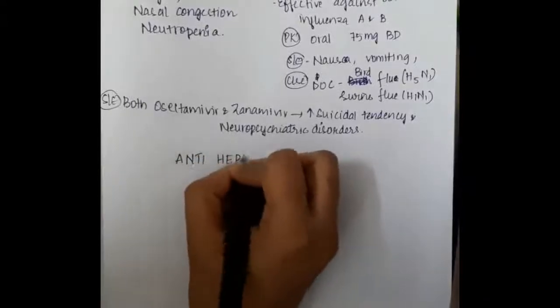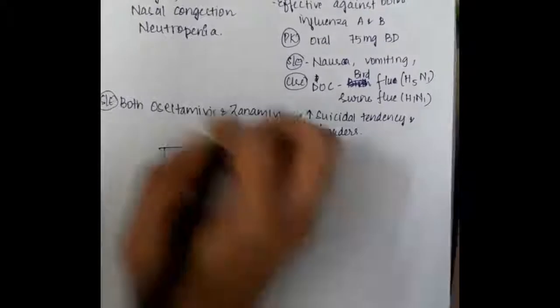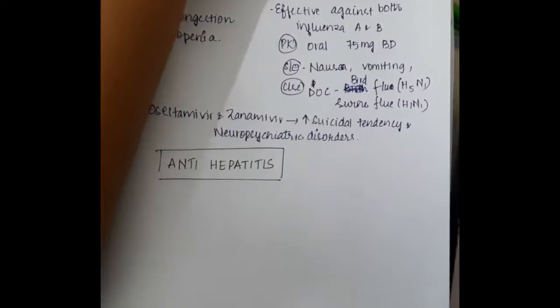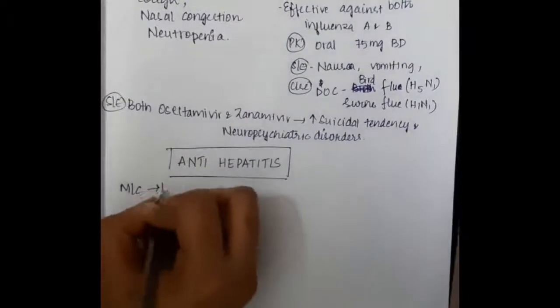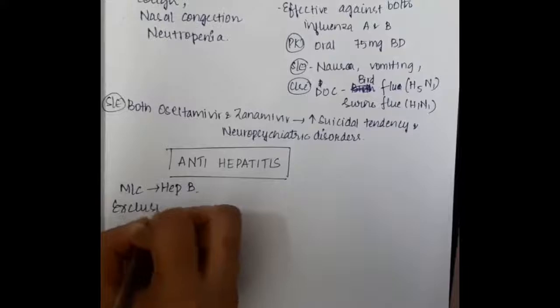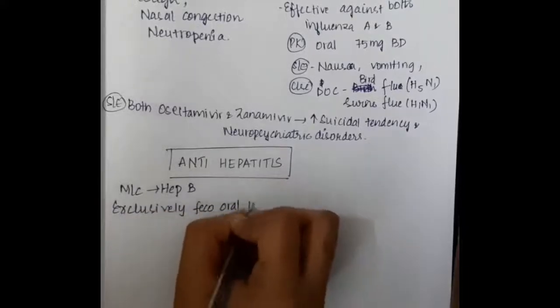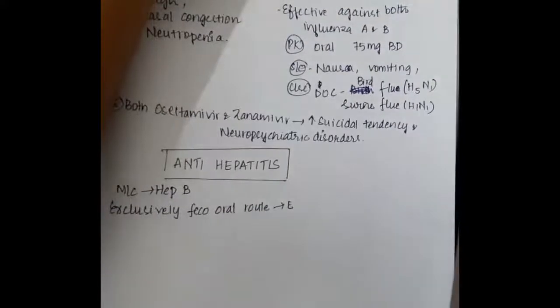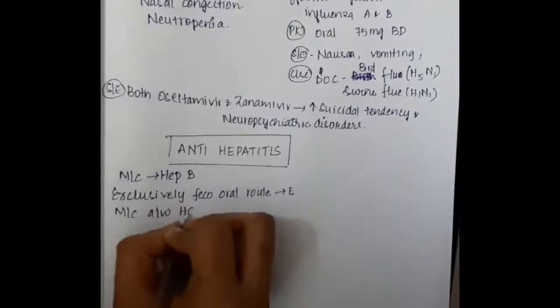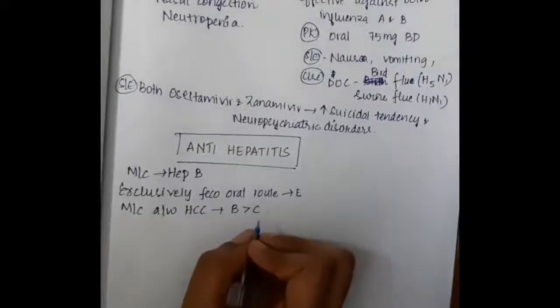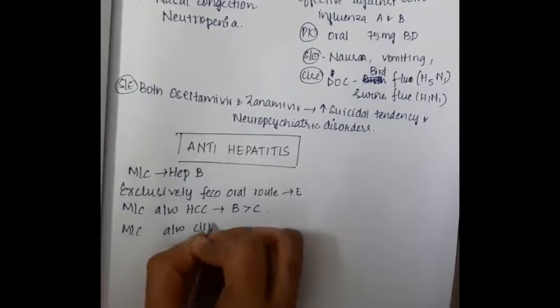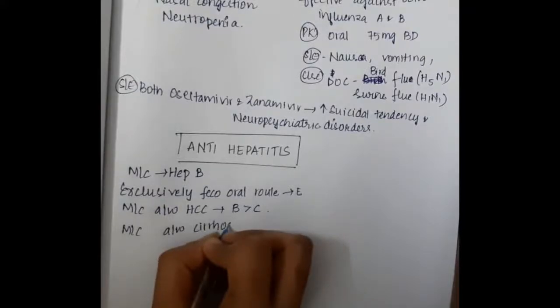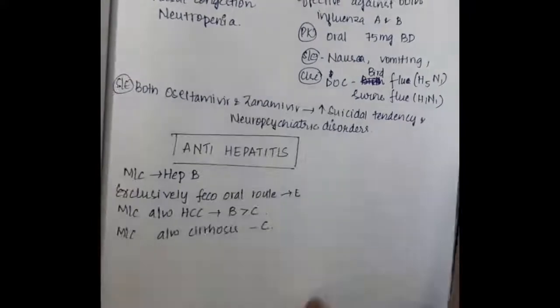Hello friends, let us now learn some important points about anti-hepatitis drugs. If you see, the most common hepatitis is caused by hepatitis B virus. The hepatitis caused exclusively by the feco-oral route is hepatitis E. Most commonly associated with hepatocellular carcinoma is hepatitis B more than hepatitis C. Most commonly associated with cirrhosis is hepatitis C.